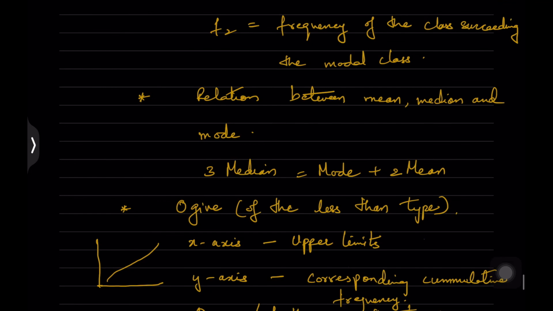Now we have one more relationship. What is the relationship between mean, median and mode? What is the formula we have? Sometimes two values are given, that is, median is given and mode is given, and we have to find out mean. You can use this formula, that is, 3 median is equal to mode plus 2 mean.